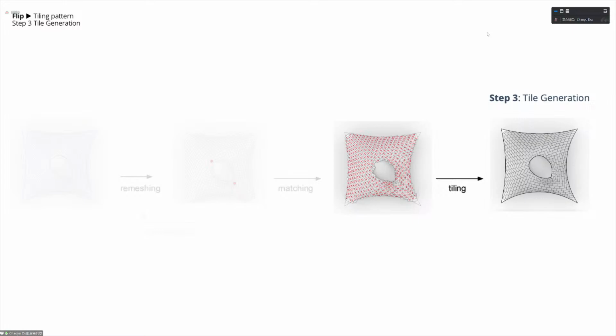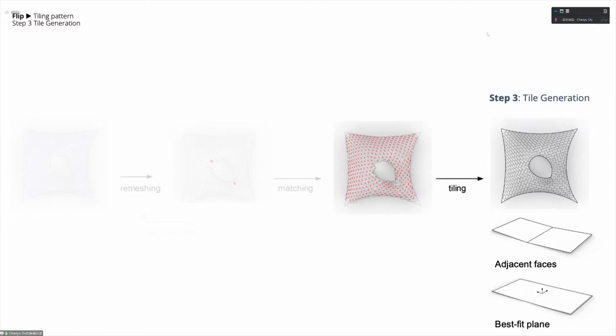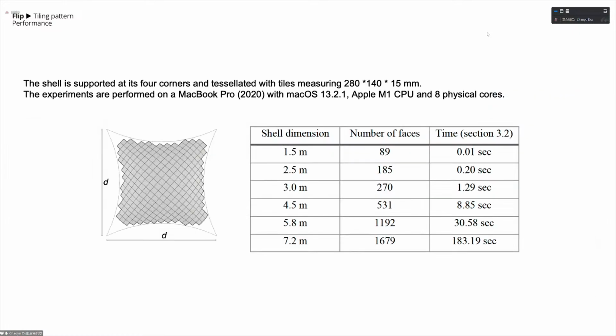Afterwards, the last step is simply to generate the ties. We can use the vertices along the two connected faces to compute the best fit plane and generate the tie. The computing time for remeshing is in general less than 1 second, and the time for matching grows exponentially with the input size. However, this can be overcome by separating the input into small batches.